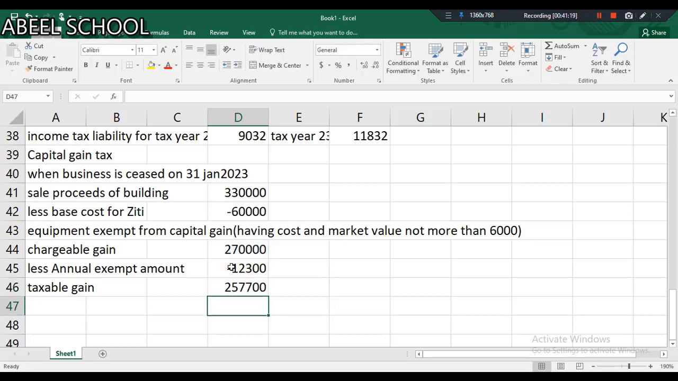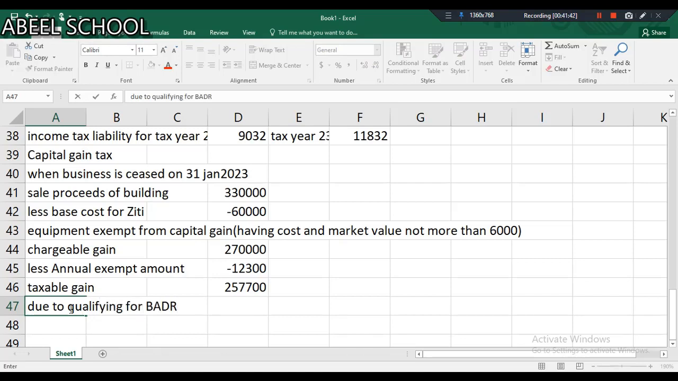and definitely this taxable gain qualifies for BADR. Why is it qualifying for BADR? Because ownership period of the business is obviously more than 2 years, and it qualifies for BADR. So due to qualifying for BADR, CGT rate is 10%. We have to take 10% of this.